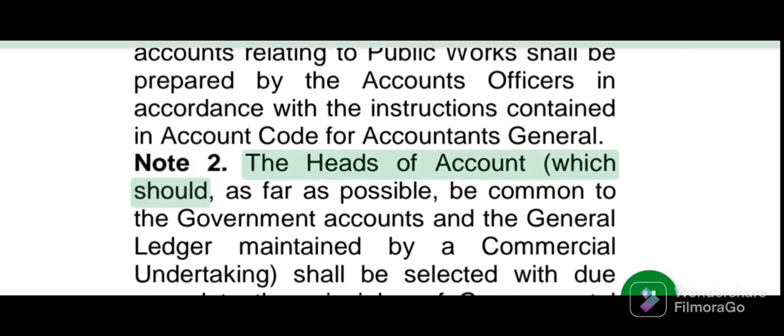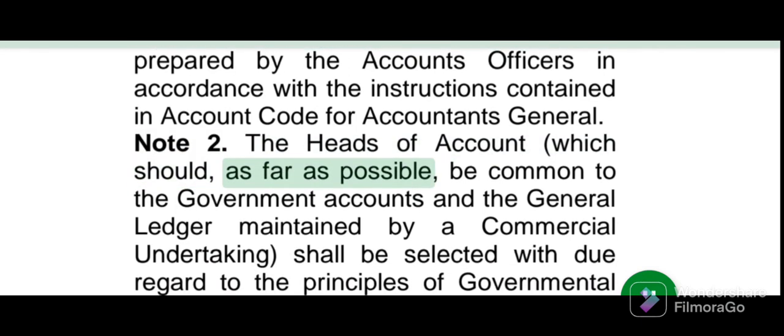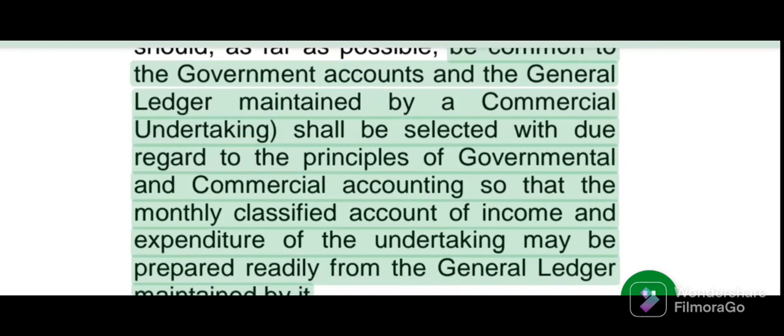Note 2. The heads of account which should, as far as possible, be common to the government accounts and the general ledger maintained by a commercial undertaking, shall be selected with due regard to the principles of governmental and commercial accounting so that the monthly classified account of income and expenditure of the undertaking may be prepared readily from the general ledger maintained by it.